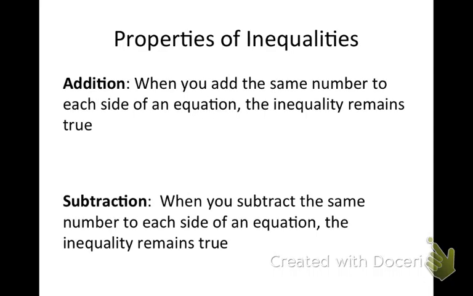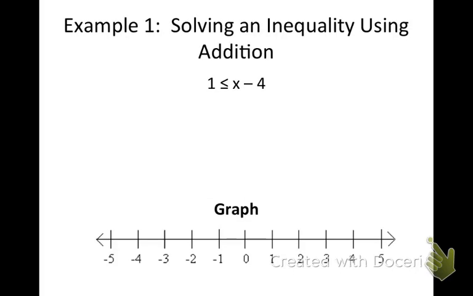I need you to copy these down. These are properties of inequalities. These are very similar to when we looked at just solving equations. So the addition property is when you add the same number to each side of an equation, that equality remains true. Subtraction, when you subtract the same number from each side of an equation, the inequality remains true as well. So remember, if you need to pause the video, do so, and when you're ready to move on, I have some examples to help show you these properties.